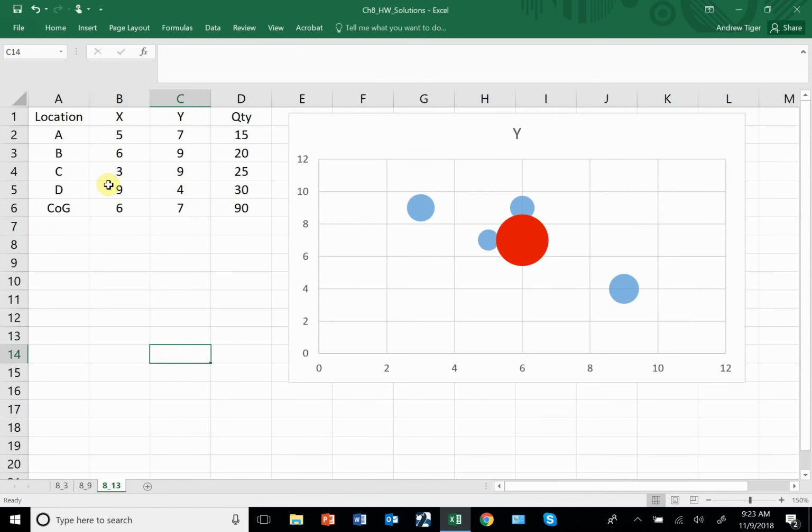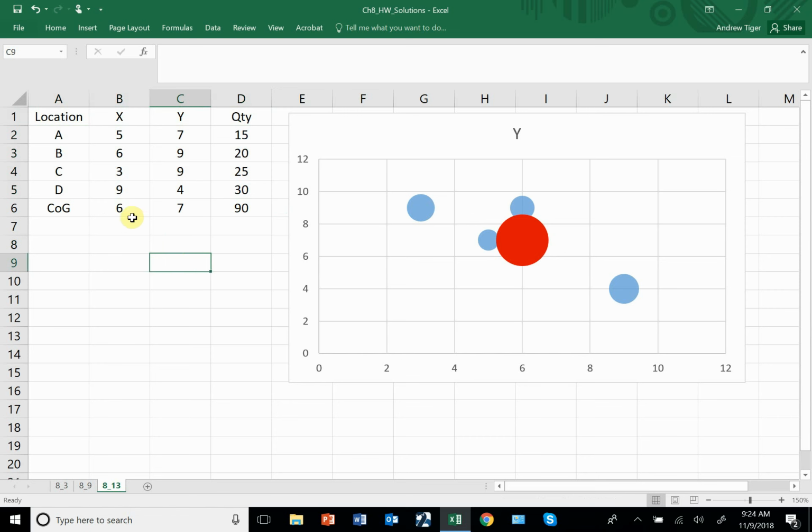Problem 13, we're given this data, and we need to determine a new location. When you do a center of gravity analysis, you're given customer data. These are the customers you're trying to serve. This is the volume we're trying to ship to each of them. These are the coordinates of our customer, and we're determining a new location that would be best to serve these 4 locations. That's what a center of gravity does.